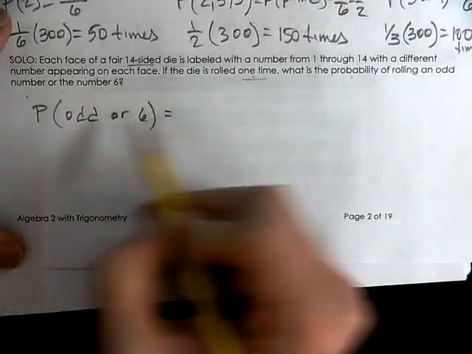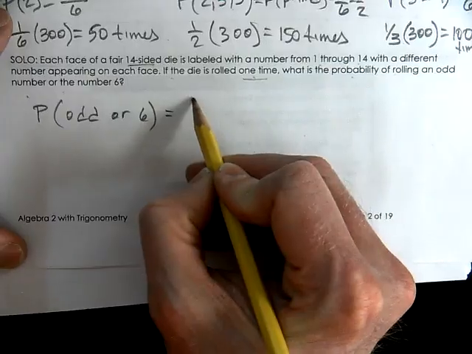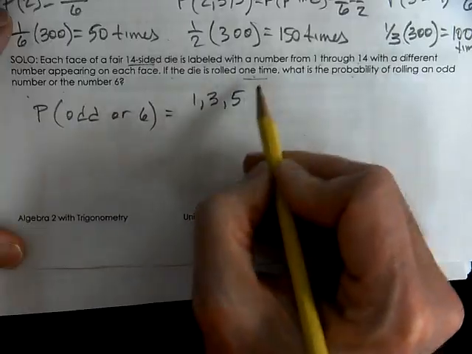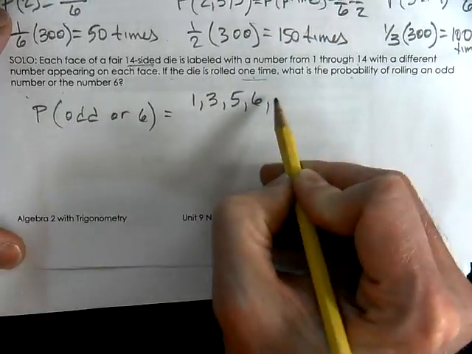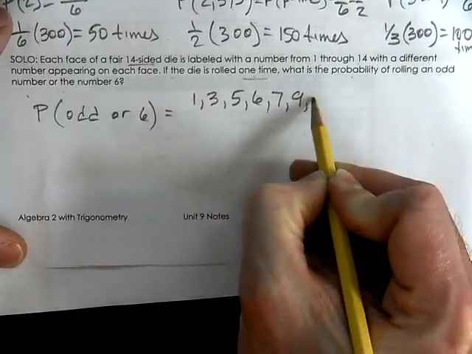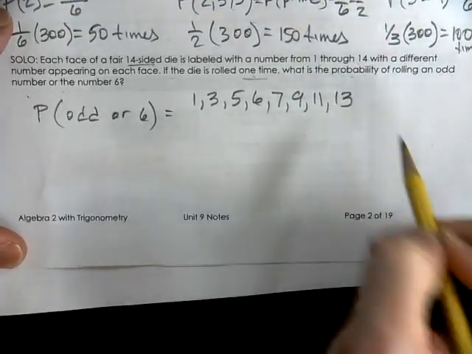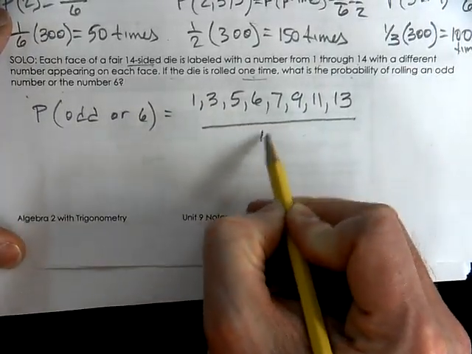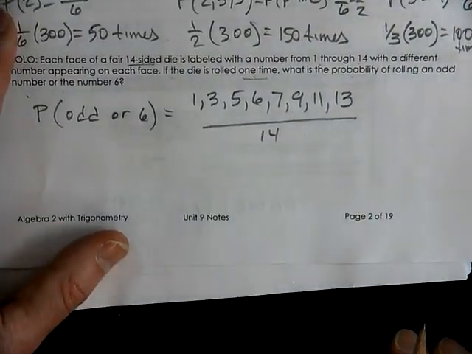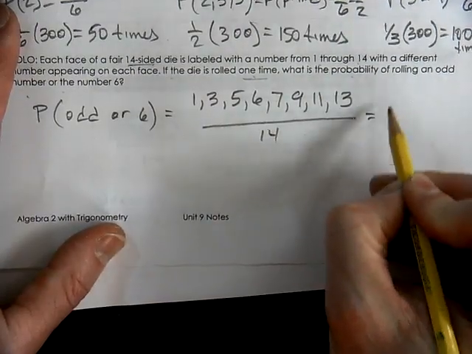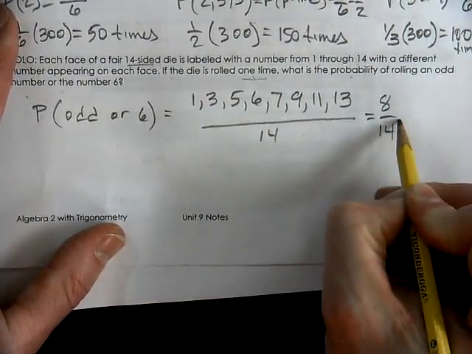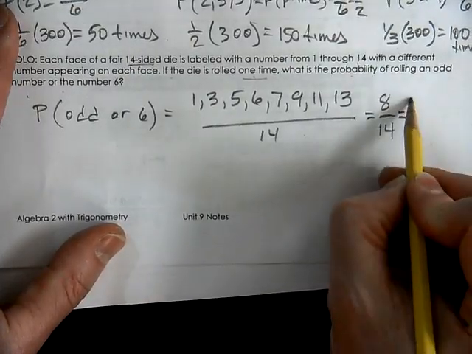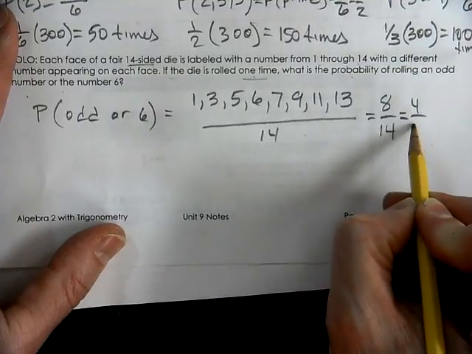So you're happy with all the different ways you can be odd, which is the number 1, 3, 5. You're happy with the number 6. The other odd numbers, 7, 9, 11, 13. And there are 14 numbers that are possible. So that comes out to be 8 out of 14, which can be reduced. Half of 8 is 4. Half of 14 is 7.